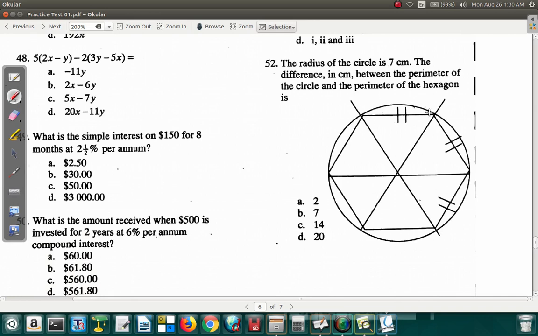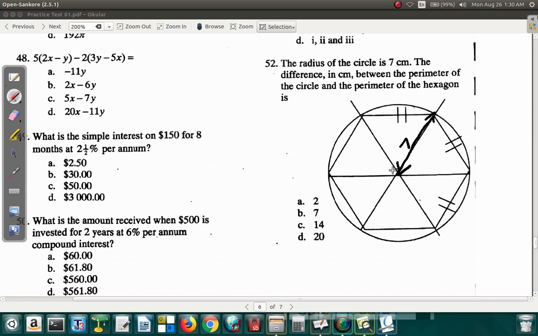The radius of the circle is 7 centimeters. The difference in centimeter between the perimeter of a circle and the perimeter of the hexagon is, let's look at this. What you have here, 1, 2, 3, 4, 5, 6 sides. Good. All 6 sides are equal. You can see that. The radius is 7. So from here to here is 7 centimeters, and it applies in all cases.